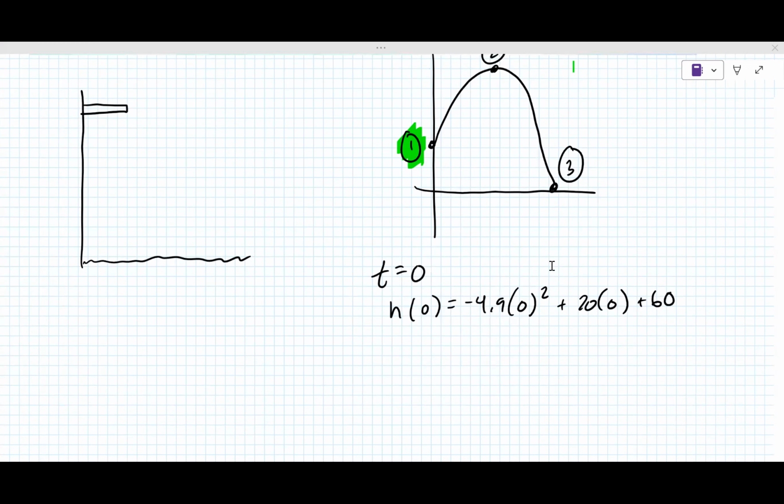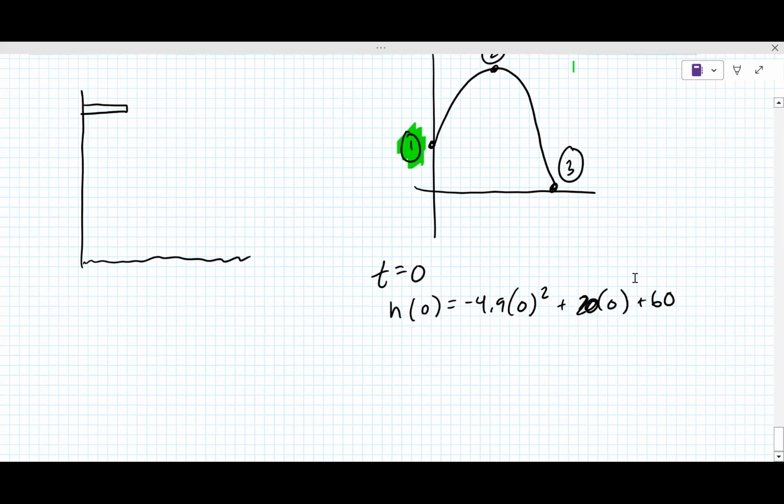Sorry, I can't read the second thing that you wrote. Is it too small, or is it not written well? No, it's just the number after the negative 4.9 times 0 squared. I don't know what number that is. Is it 20? Yeah, 20. I thought it looked like a 70 to me, and I was like, that's not right, is it? Yeah, 20 times 0 plus 60.